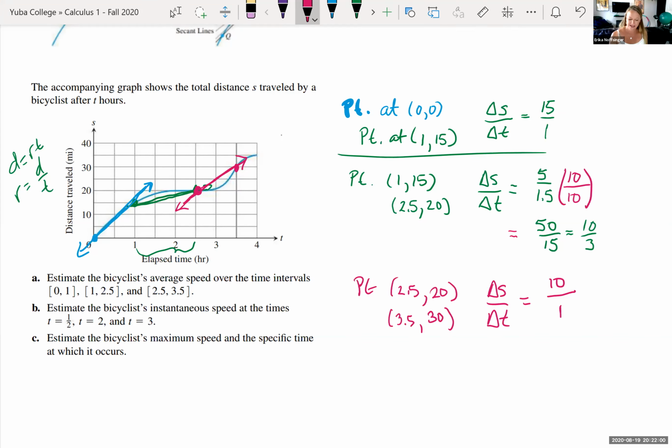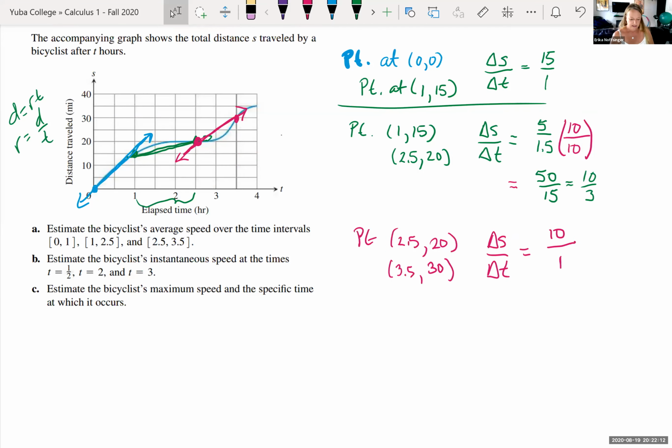Okay, so if you wanted to estimate the bicyclist's instantaneous speed at t equals 1/2 hours. I think I want to erase this so I can go back and look at it. So for part B, we're looking at t equals 1/2. Let's go to 1/2 hours, and that would be right here. We're trying to find that instantaneous rate of change right there. A couple things that we can do: we can choose points that are really close to this and find out what the average rate of change is, or we can think of this as our tangent line.